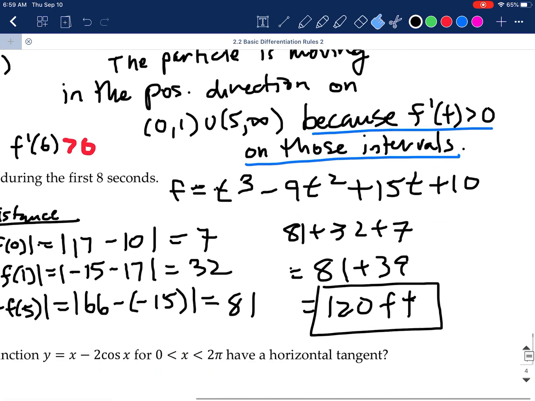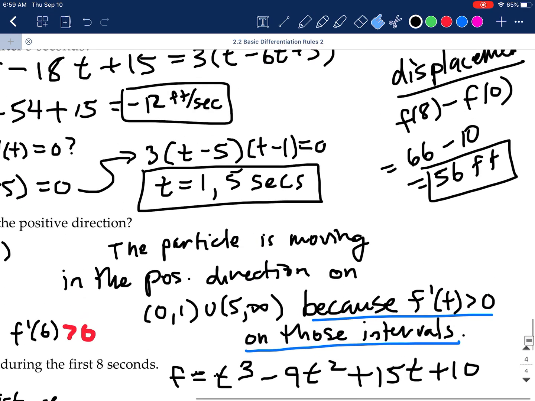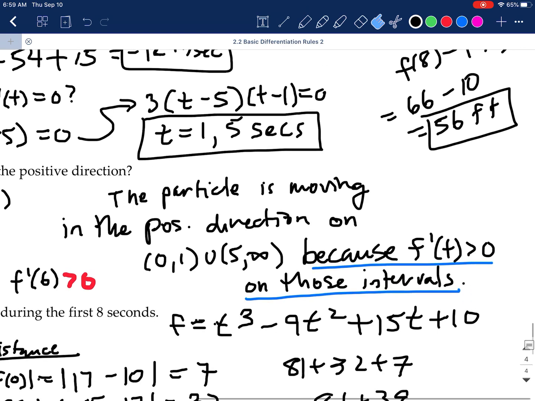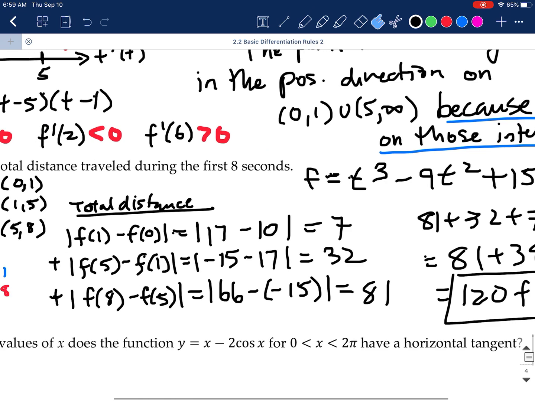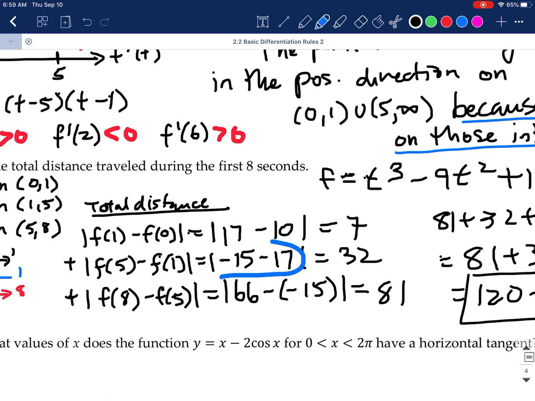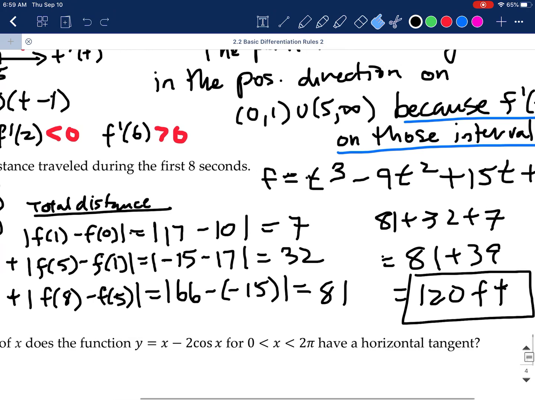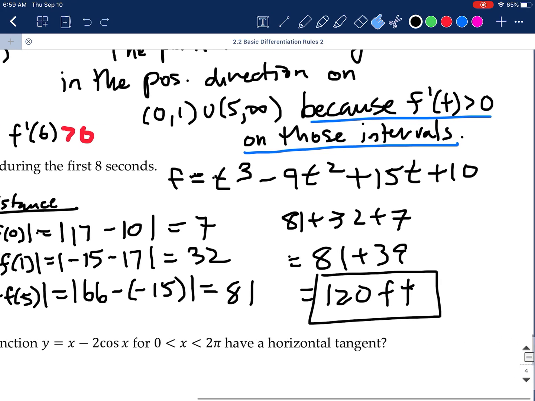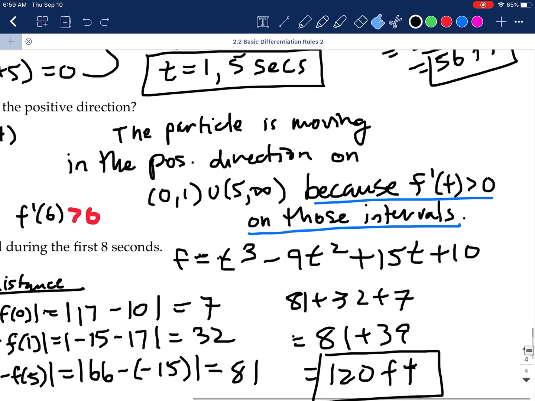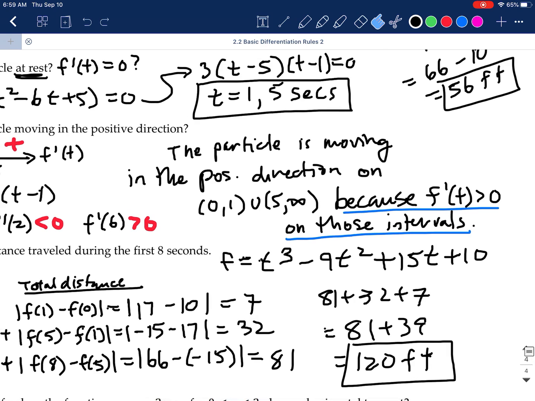And note, 56 is much smaller than 120 because we've subtracted a bunch of distance where we were negative. So we were negative both on the interval 1 to 5 as well as a portion of the interval from 5 to 8. And that distance that we were negative on is going to account for the difference between the distance measurement and the displacement measurement, which looks like it's about 64 feet.